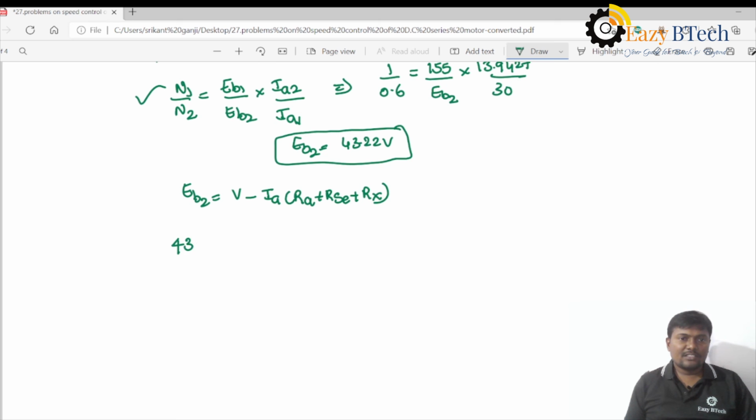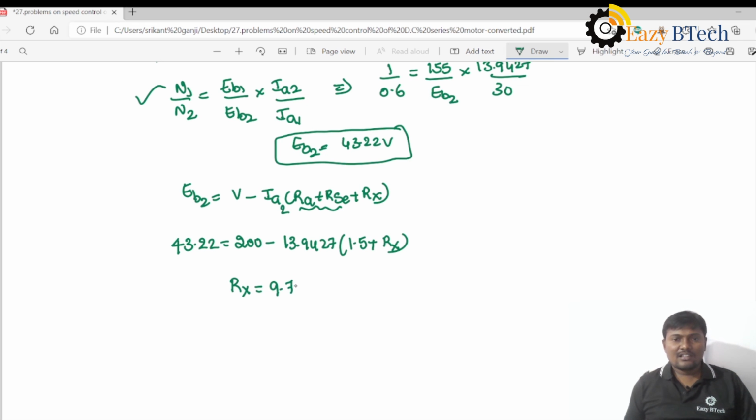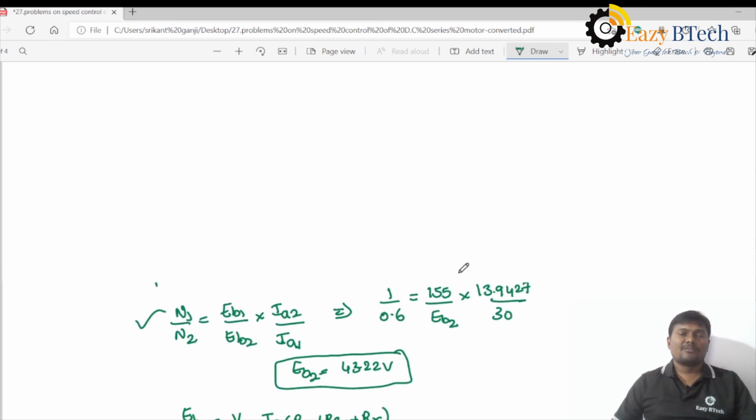Now Eb2 is equal to V minus Ia into (Ra plus Rsc plus Rx). Eb2 is 43.22, the supply voltage is 200, minus Ia2 which is 13.9427, and Ra plus Rsc is 1.5 plus Rx. So expanding this, finally I got Rx as 9.745 ohms.